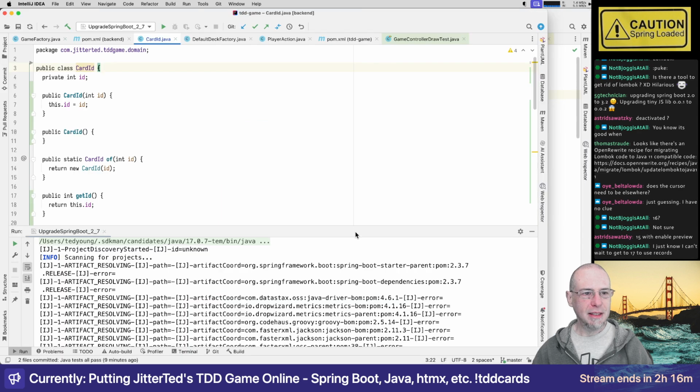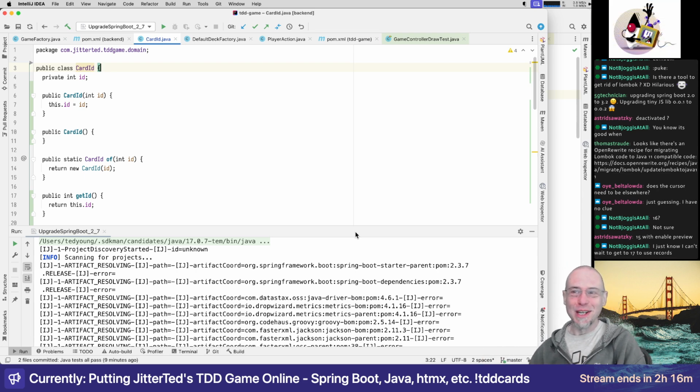Can I upgrade this to 17? I don't think I can because I need to get Spring Boot to a 17 compatible version. Although I could convert. Welcome to migration problems, right? This is what happens if you don't keep your projects up to date.